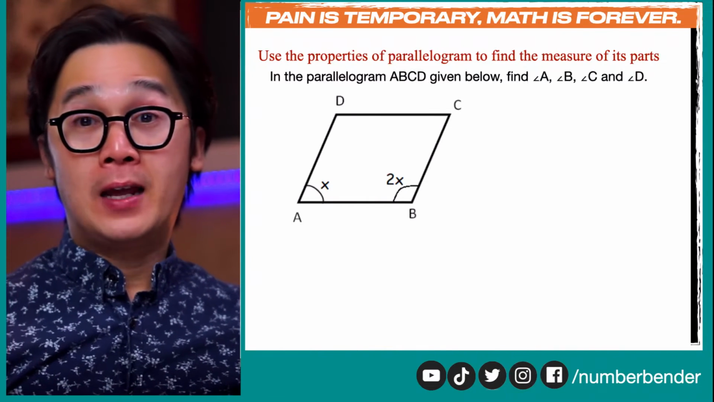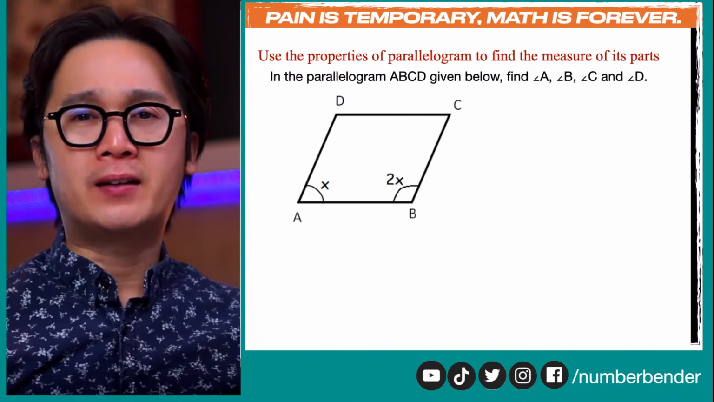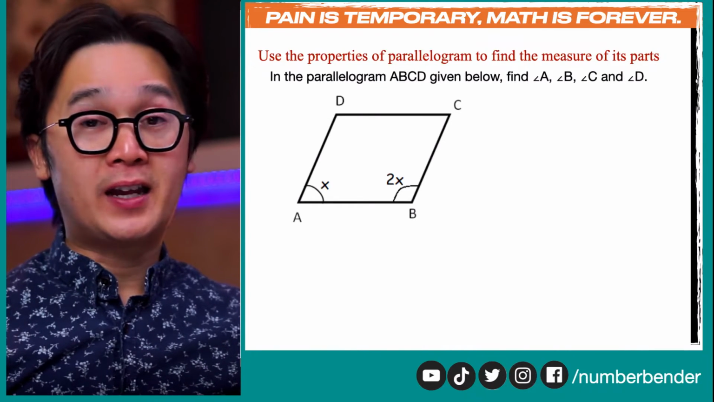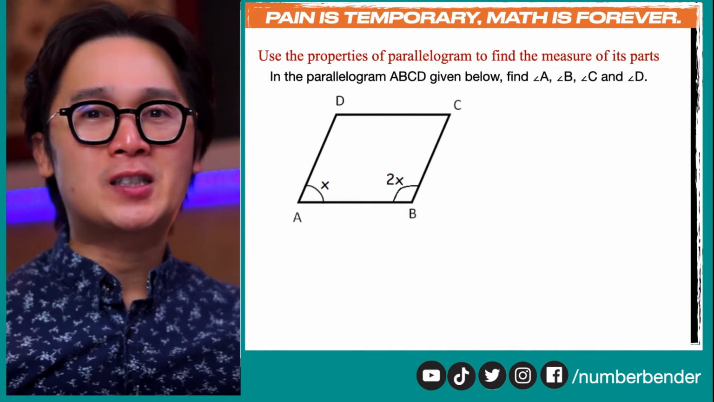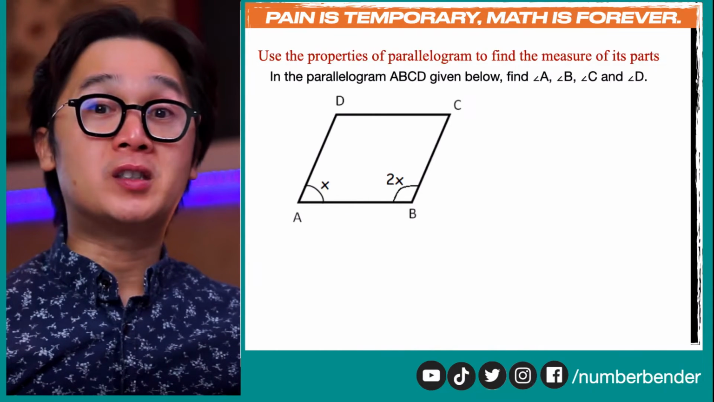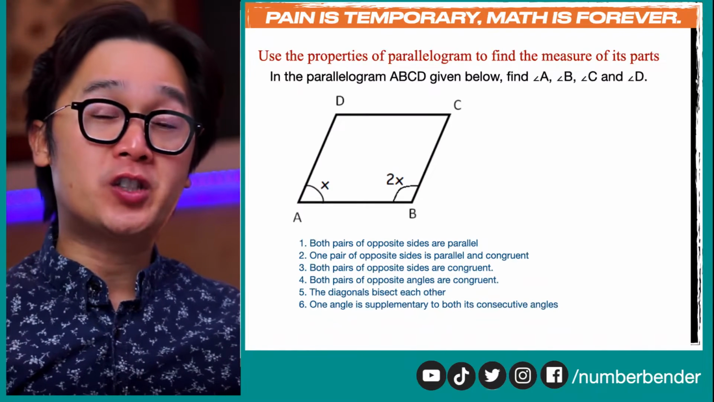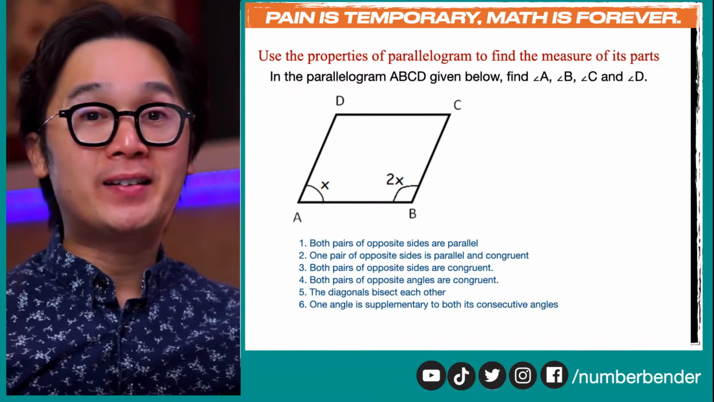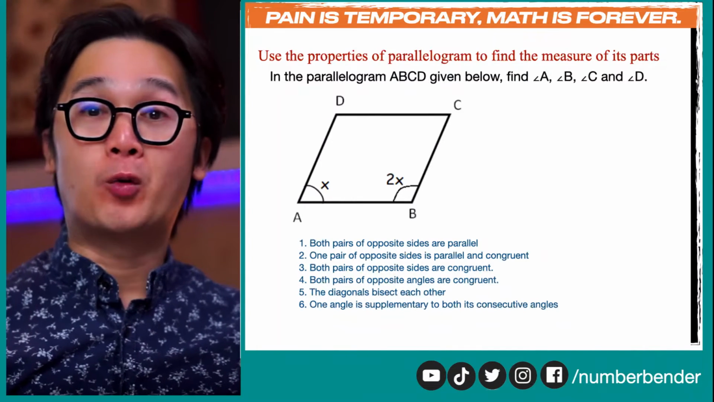So for parallelogram ABCD, how are we going to figure out the angle measurements of angle A, angle B, angle C, and angle D, given that the only information we have is an expression for the measurement of angle A, which is x, and the measurement of angle B, which is 2x? So this is where the properties or conditions of our parallelogram will come into play, because this will help us find the value of the variable that will help us complete our angles.